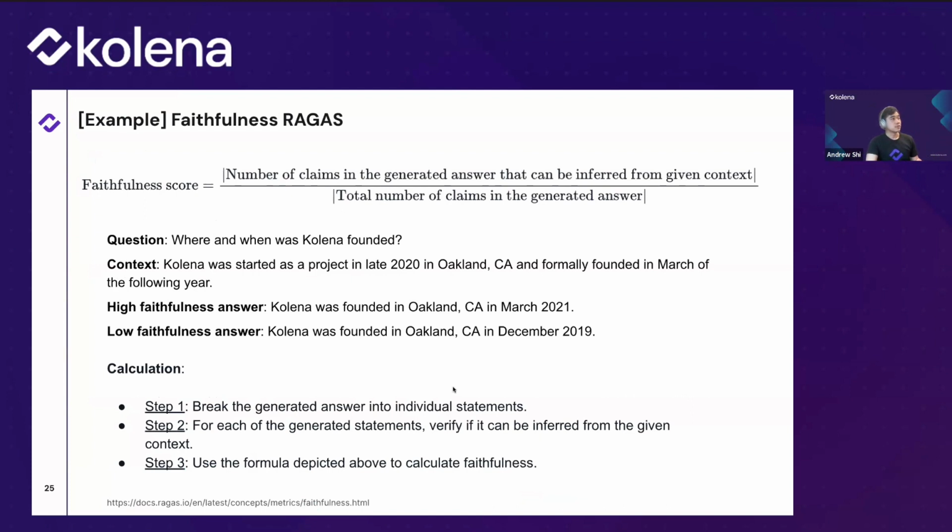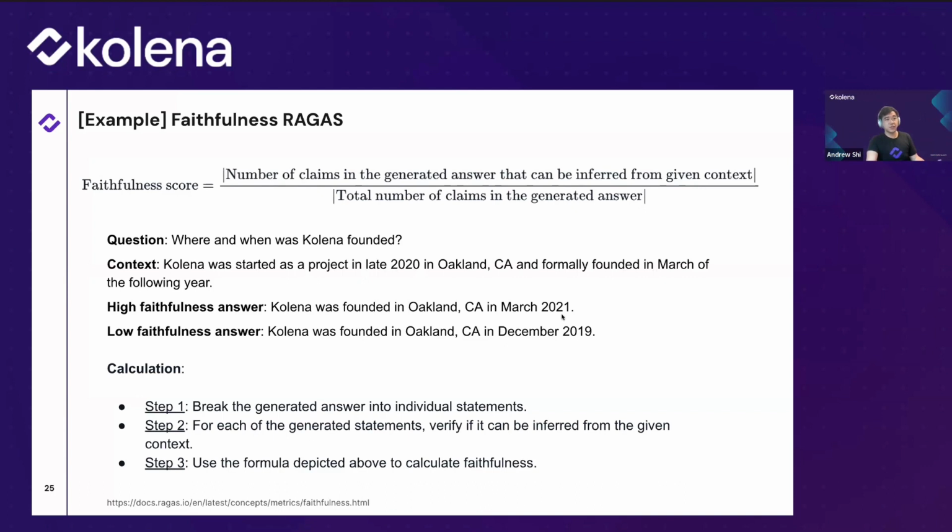So here is an example of the RAGAS calculation for faithfulness. I don't think I'm going to go into too much detail because I want to make sure we have time for the walkthrough, the example, and the Q&A. Basically, you get a question: where and when was Kolena founded? You provide some context, and a highly faithful answer will be able to take that context: started as a project in late 2020, formally founded in March of the following year.